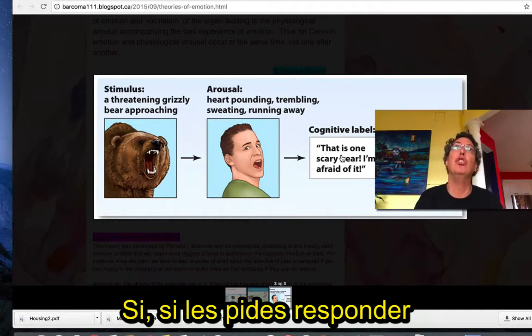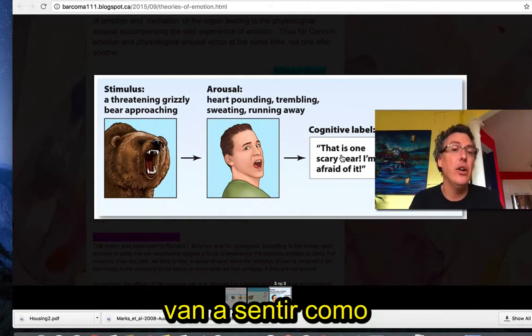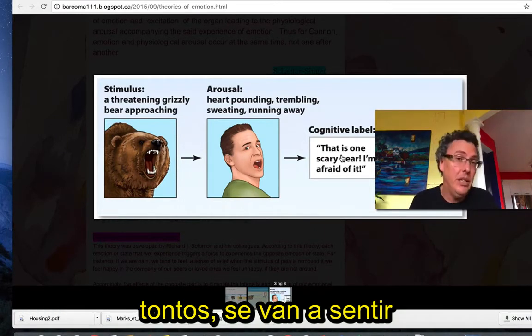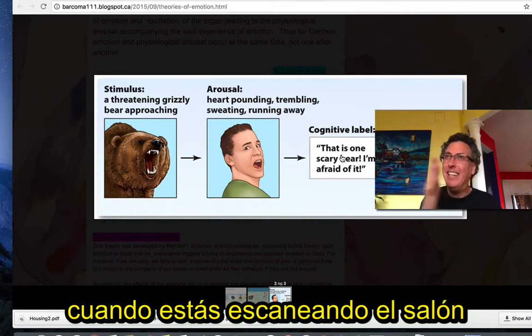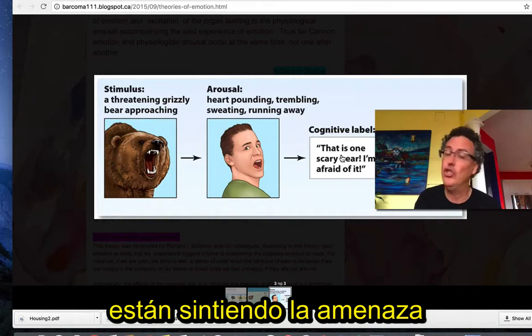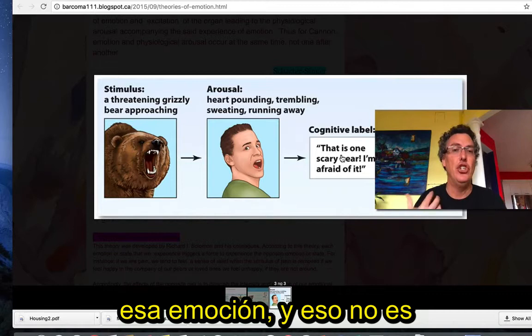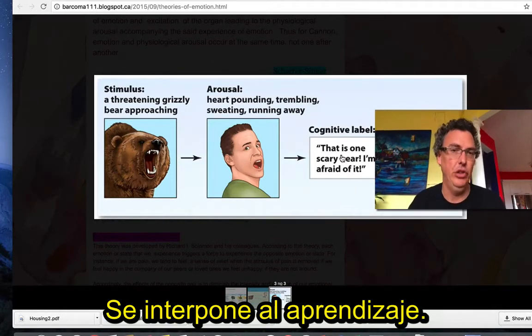If you ask them to answer that question and they can't answer it, they're going to feel like they're letting you down. They're going to feel stupid. They're going to feel embarrassed. And so when you're scanning the room, thinking about asking somebody, they are feeling that threat, just like the bear. They can be feeling that emotion, and that is not productive. It gets in the way of learning.